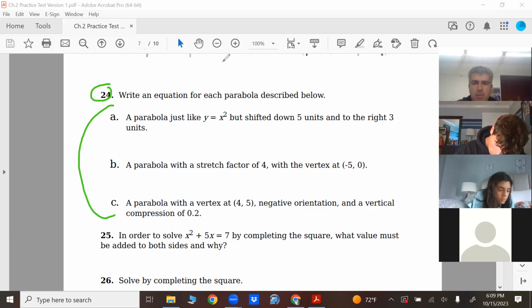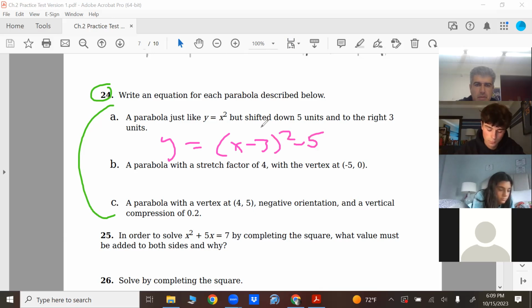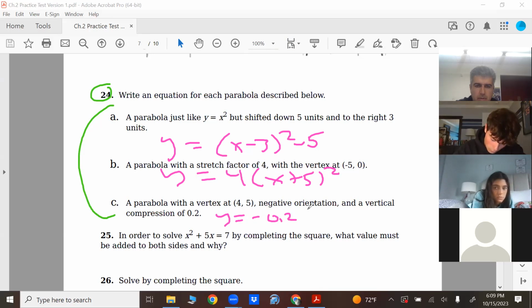Okay. Hopefully you're getting this for the first one. This one should be y equals 4x plus 5 squared. And this one should be y equals negative 0.2 x minus 4 squared plus 5.